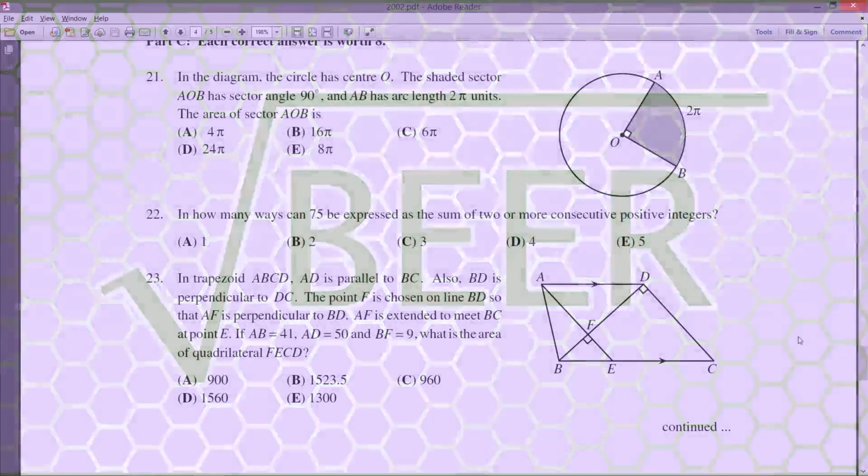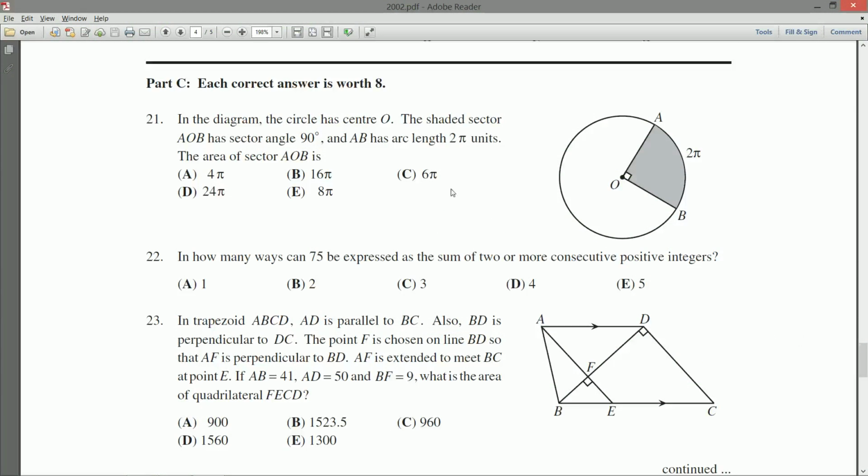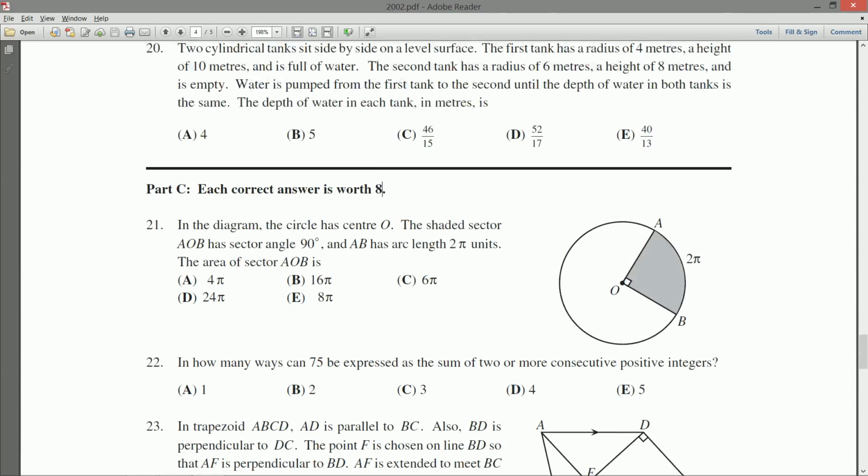Welcome back indeed. We're looking at question number 21 on the Cayley contest from the year 2002. It's the very first question to be worth 8 marks, so let's put on our thinking caps, really buckle down, and hopefully we can get not just this question, but all 5 questions in part C.